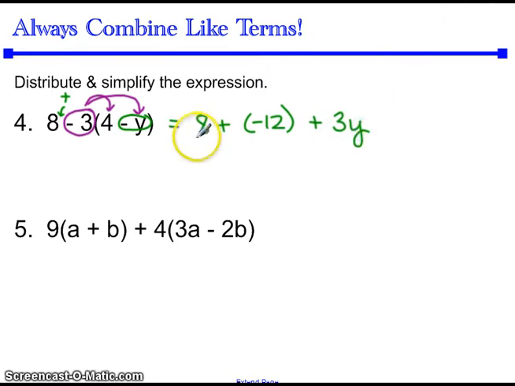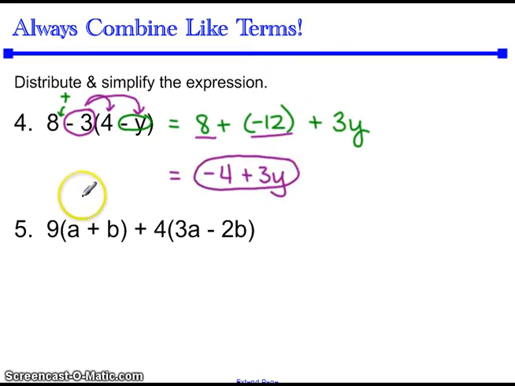Now in this answer, I see that I have two numbers, and you remember those are like terms. 8 plus negative 12 gives me negative 4. There are no like terms with the 3y, so I'll just leave that as 3y and call this my final answer. If we move on to number 5, there are two places we have to distribute.